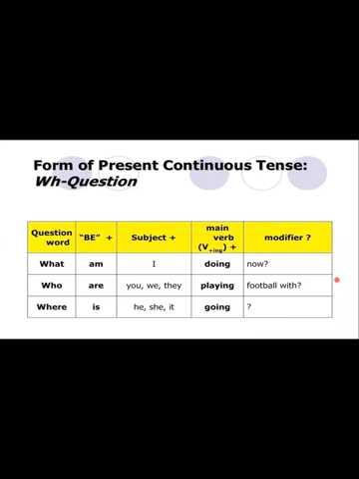Okay, again, just to remind you, the question word plus be plus subject plus the main verb and a modifier, it's another example of WH question. What am I doing now? Who are you, we, they, playing football with? Remember that sometimes when we use who, we add the preposition with before the end of the question. Where is he, she, it going?